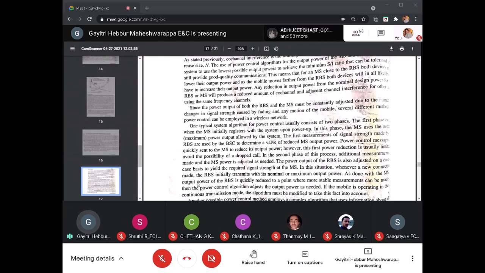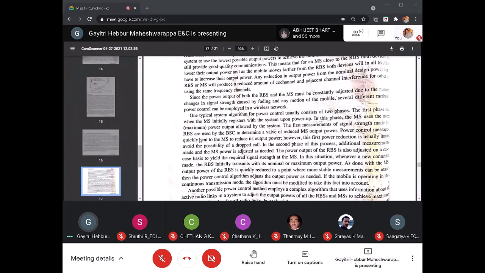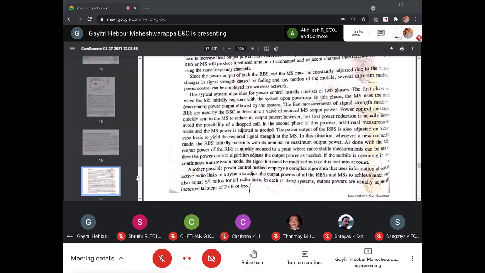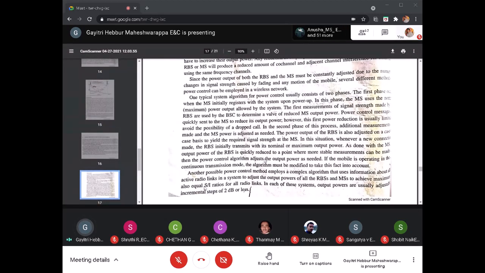So the algorithm adjusts the output power as needed. If the mobile is operating in the continuous transmission mode, the algorithm must be modified to take this fact into account. So this is how it works. The algorithm itself takes care of it from the initial step. Another possible power control method employs a complex algorithm that uses information about all the active radio links in a system to adjust the output power of the radio base station and MS to achieve the maximum, also equal, SI ratios for all the radio links. Output powers are usually adjustable in incremental steps of 2 dB or less.